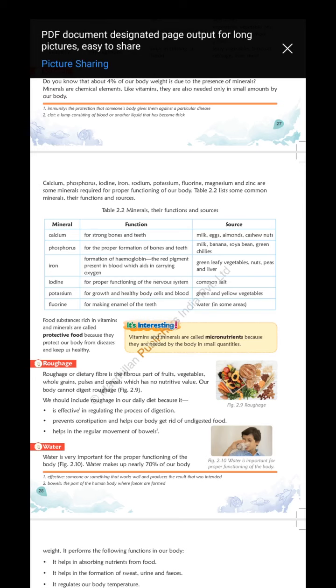And the next one is iron for green leafy. Hemoglobin, we can get this from green leafy vegetables like spinach. Yes, iron we are getting from spinach, nuts and peas and liver. Yes, understand this and maintain your food properly, Kaushik.